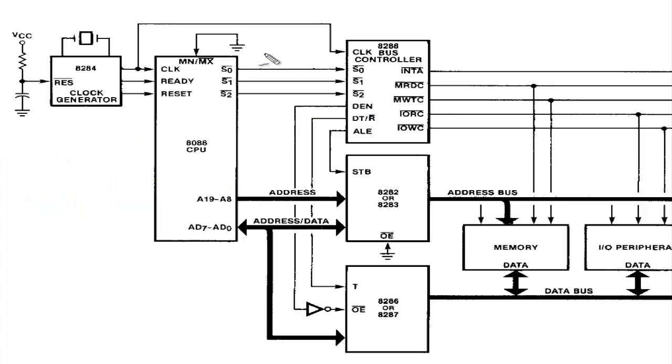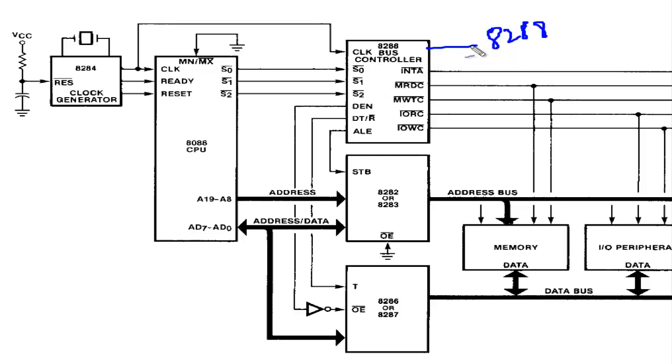Now in addition to the clock, the latch and the transceiver, we have the 8288 bus controller. It is used to provide the signals when the microprocessor 8086 operates in maximum mode, because I told you we have a minimum mode and a maximum mode. In minimum mode the processor works as a single processor, but in maximum mode we have a multiprocessor system. That we will talk about in a next lecture.